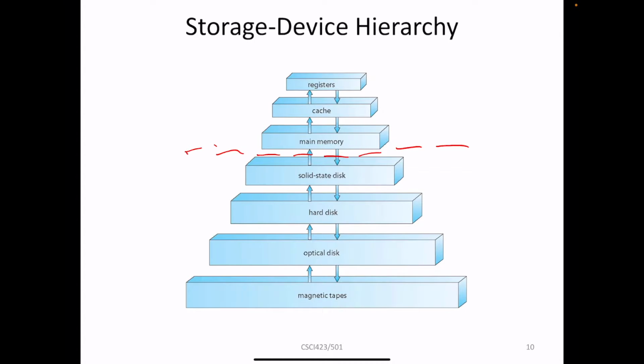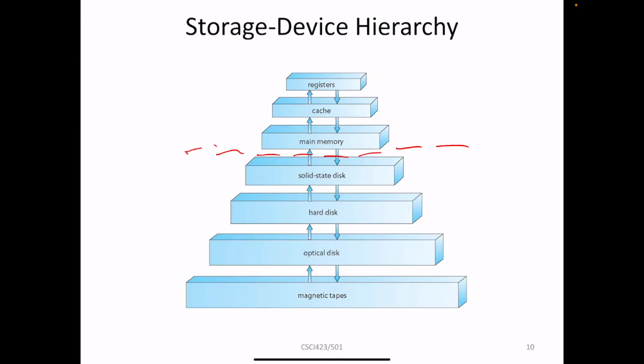Above this line, we call this group volatile storage. Volatile storage means power is required to maintain the information. If the power is out, all the information will go away. And below this line, we call this group non-volatile storage. For this group, the power is not required. So even without power, the information can still be kept in the storage for a pretty long time.